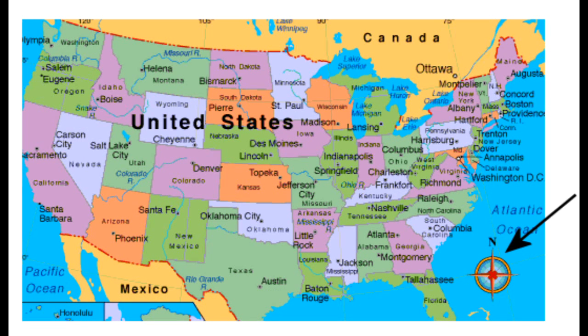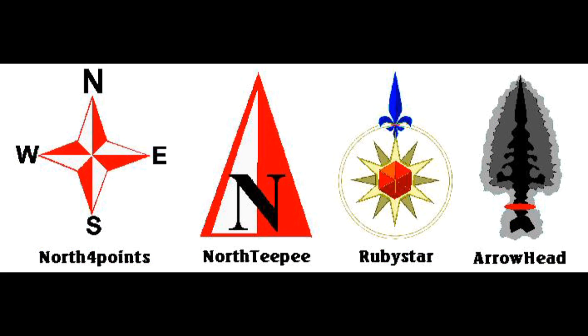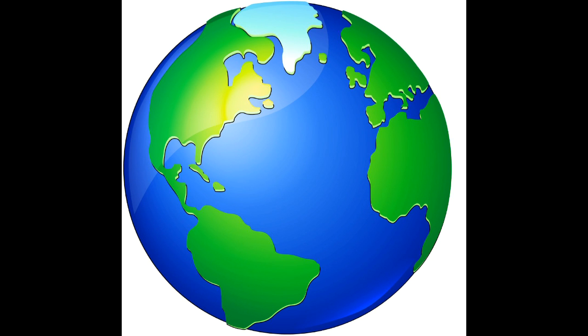Mapmakers use a compass rose or a north arrow to show direction. If there is no compass rose or north arrow or other symbol to indicate direction, then north should be the top of the map. Let's look at some examples of how to use and find direction on a map.